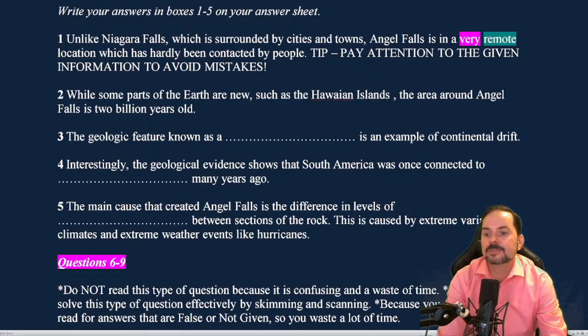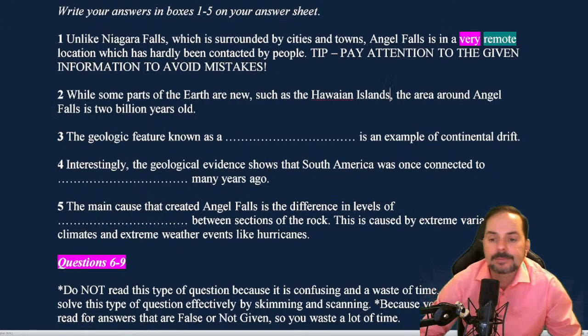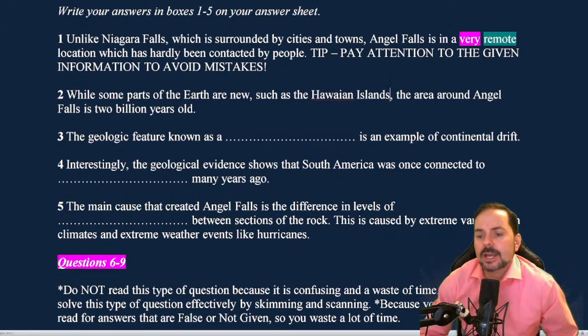Now, you don't have spell check, of course, all right? But you got the answer. So you're like, okay, it's Hawaiian Islands. But how do you spell Hawaii? Okay, how do you spell Hawaiian?